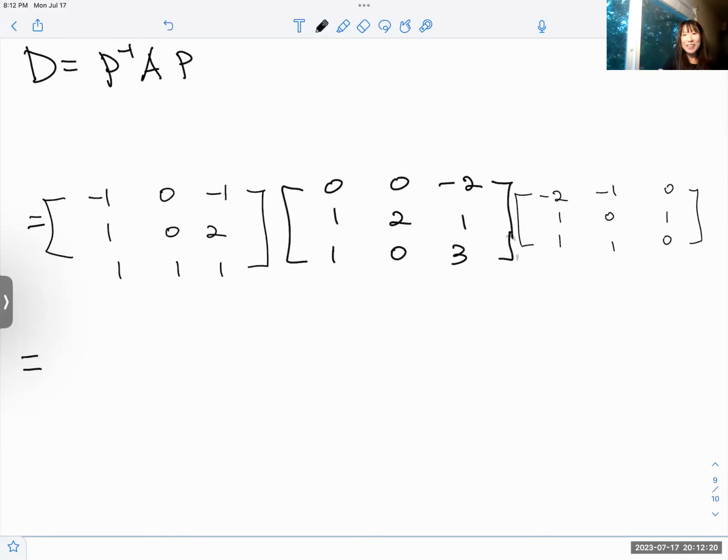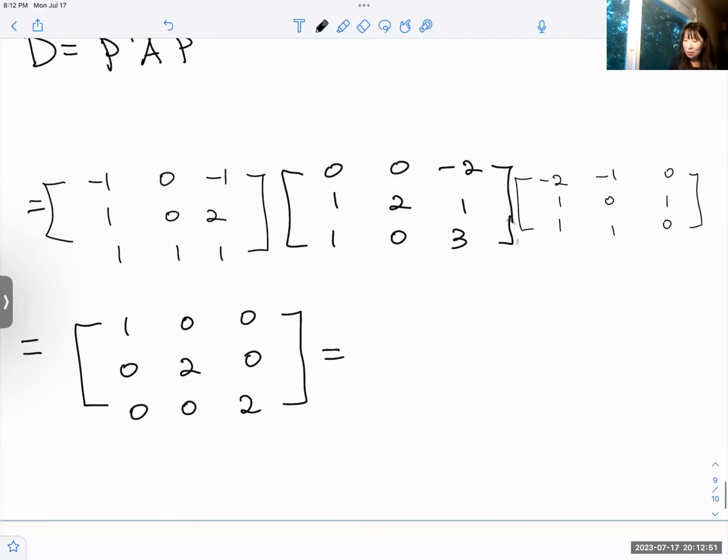Oh my gosh. He gave us a nice result. Is that a complete one or just the first two? Complete, okay. All right, so nice. So this will be 1 0 0, 0 2 0, 0 0 2. So this is the diagonal matrix. All right.